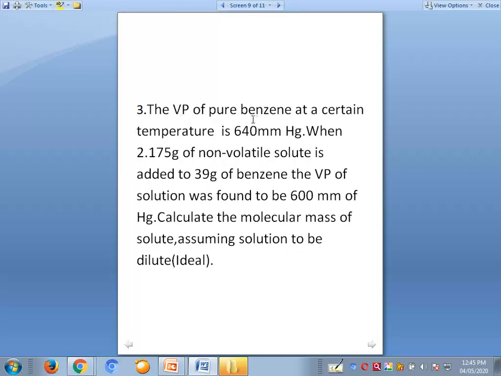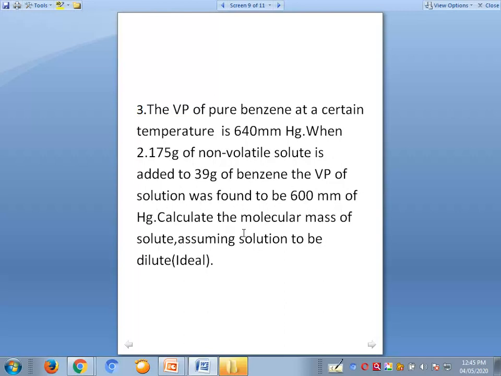The P naught value for benzene is given, that is 640 mm of Hg. When 2.175 grams of solute, so they are given W2 value for solute is 2.175 gram, is added to 39 gram of benzene, so they are given W1 benzene weight as 39 grams, and the vapor pressure of the solution, that is P value, was found to be 600.